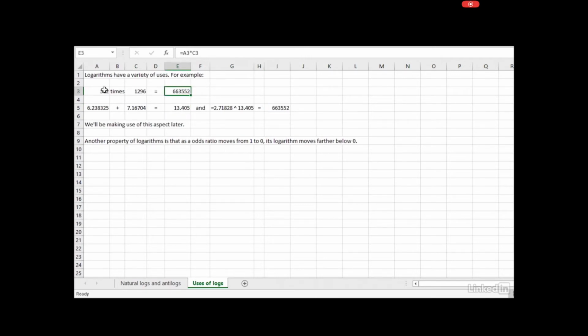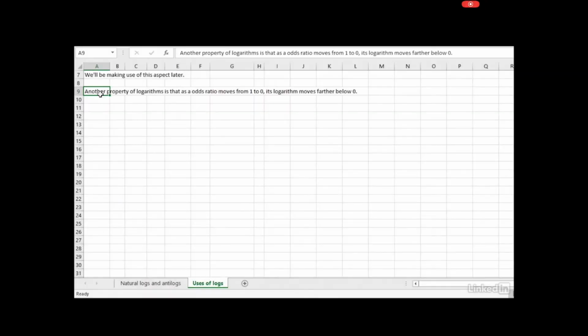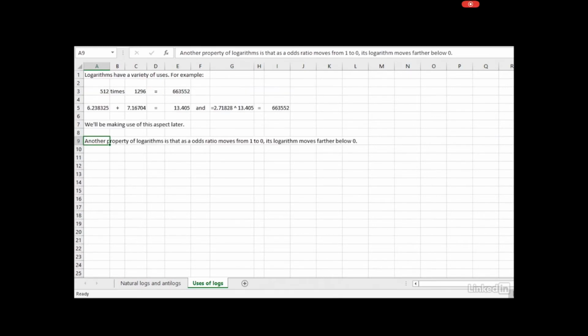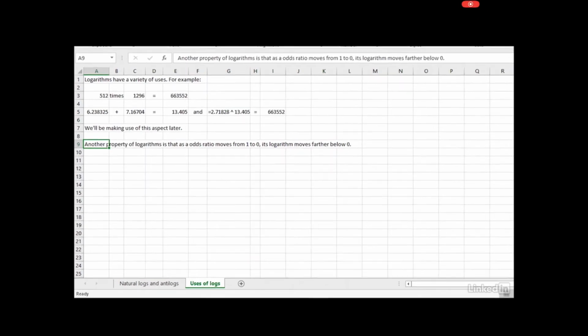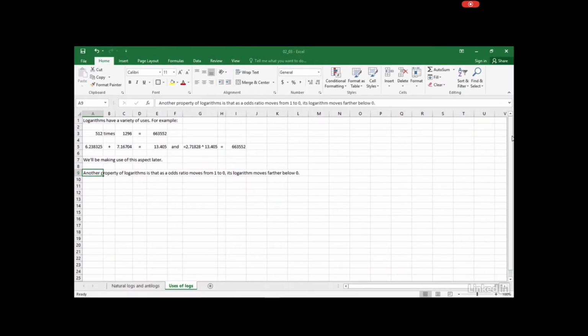So you've got a choice between multiplying in a fairly cumbersome way two fairly large numbers, or getting their logarithms, adding their logarithms, and then raising the base of the natural logs to that result to get the number that you were originally looking for. Logistic regression, when you're calculating what's called the likelihood ratio, makes use of this aspect. And of course, as we discussed earlier in the prior lesson, another property of the logarithms is that as the odds ratio moves from 1 down to 0, the logarithm of the odds can then take on negative values, and that makes it very useful as a predictor variable in logistic regression.